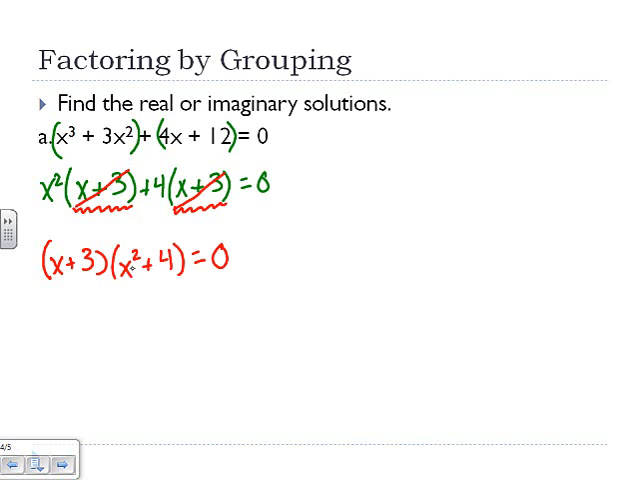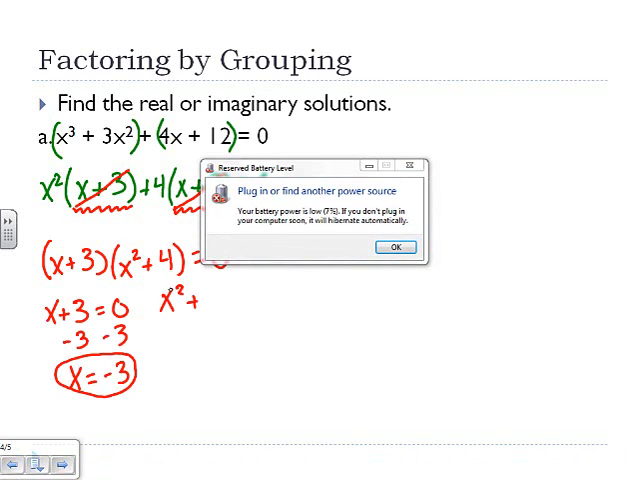It's like factoring, just using a different method. If you FOIL them back out, you would get the original problem. Now that we have 2 linear factors, we set each one equal to 0. So we say x plus 3 equals 0, subtract 3, and we find that x equals -3. Set the second parentheses equal to 0 and solve.